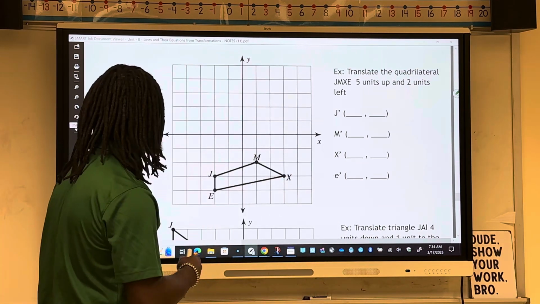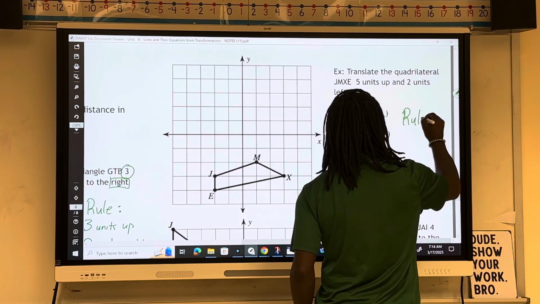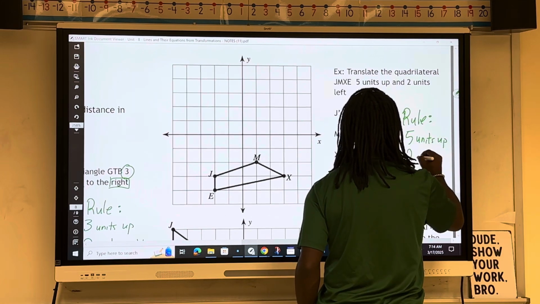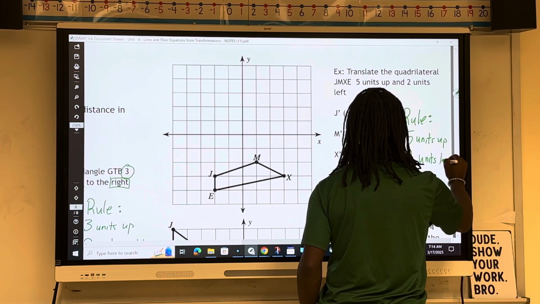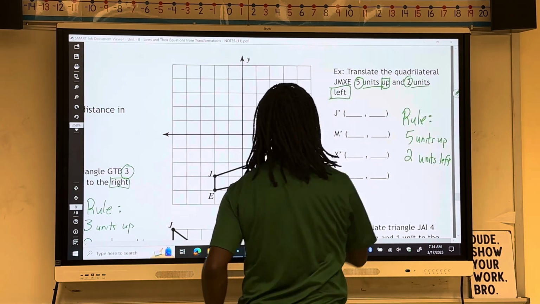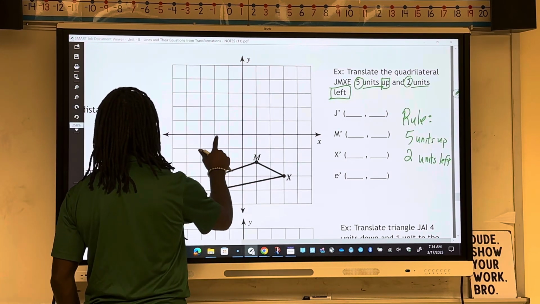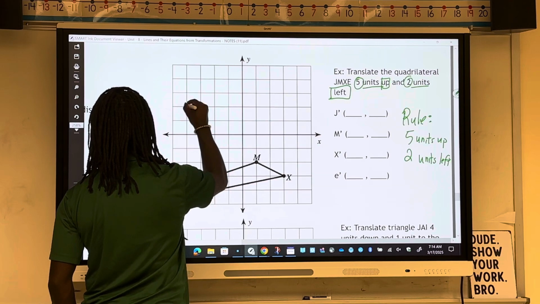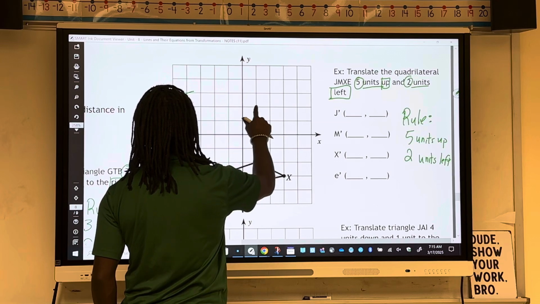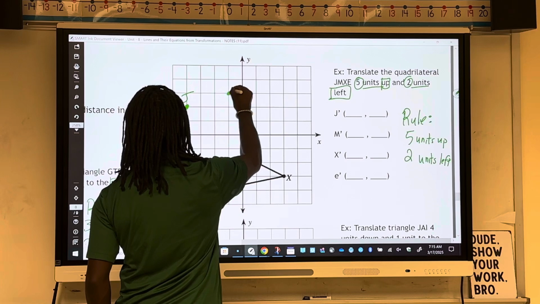This time we have a 4-sided figure, JMXE. The rule is that we are going 5 units up and 2 units left. So let's do it. 5 units up, 2 units to the left. So 1, 2, 3, 4, 5, then 1, 2. This is going to be our new J. 1, 2, 3, 4, 5, then 2 units to the left. This is going to be our new M.